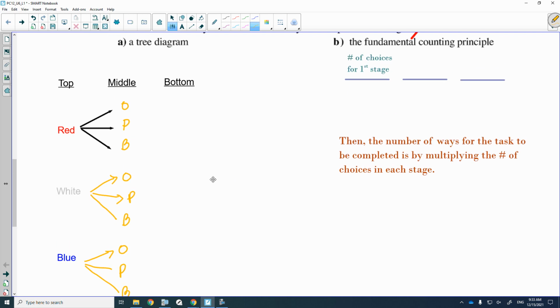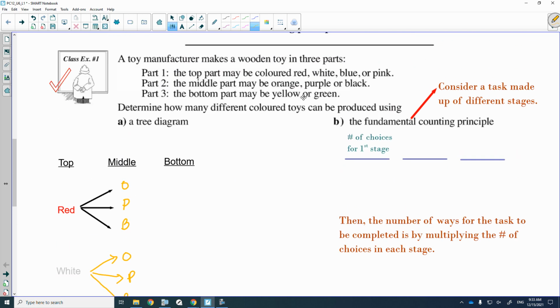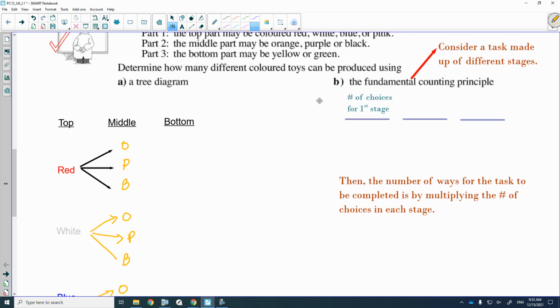From here, we've got to do the bottom of the toy. There's only two choices for the bottom of the toy, yellow or green. So what that means is we could have a combination of a red top, orange middle, and then the bottom could be yellow or green. We could have a red top, pink middle, and then the bottom, yellow or green. We could have a red top, black middle, and then bottom, yellow or green. So there are six possible toys that we could make with a red top. These would be the six: 1, 2, 3, 4, 5, 6.